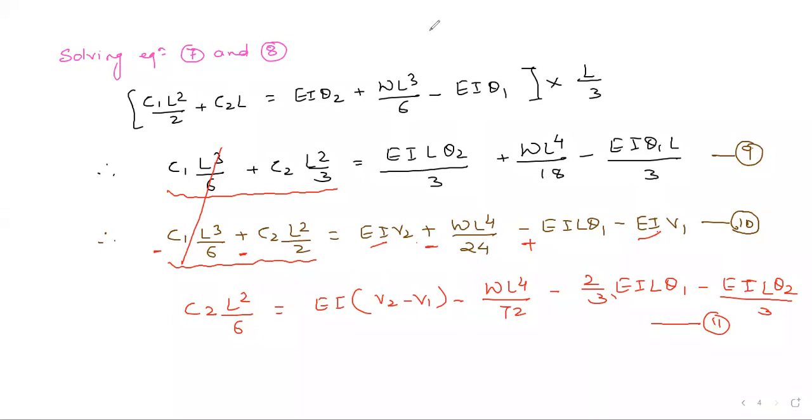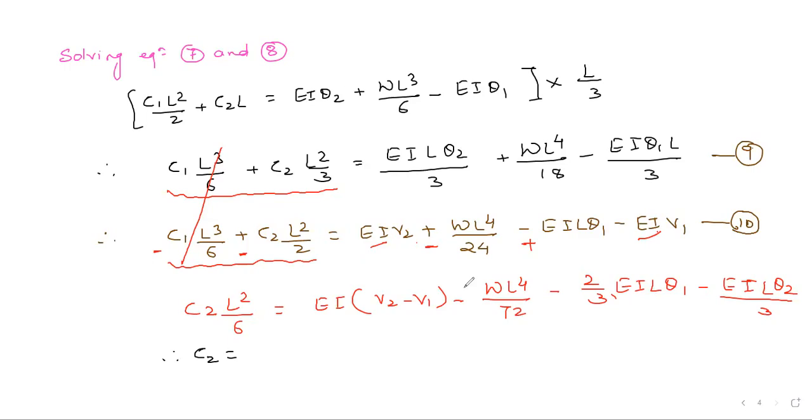So don't take this as any equation directly. I am going to find the C2 value from here. Then we will take this as equation number 11. Therefore, can we write this C2 value? Each and everything will be same, only this L square by 6 will go that side, right?